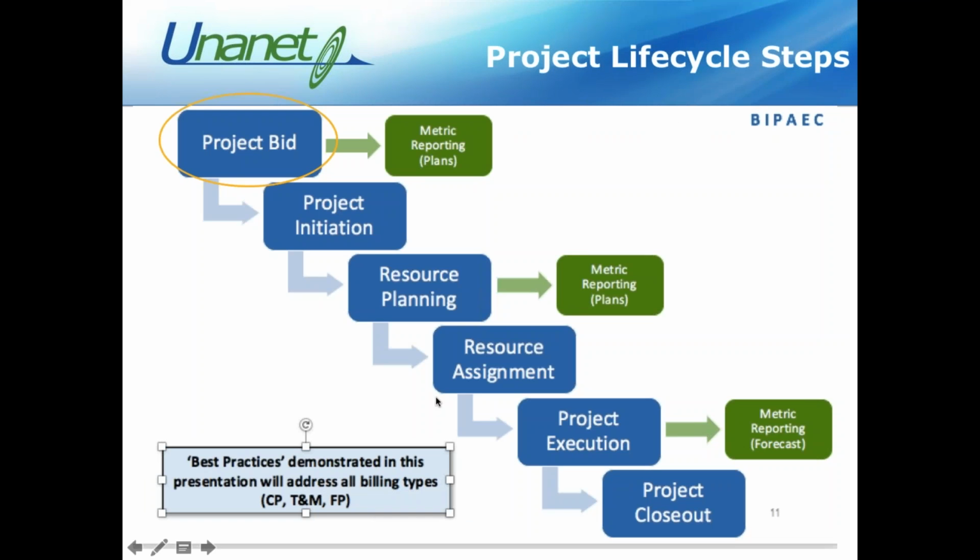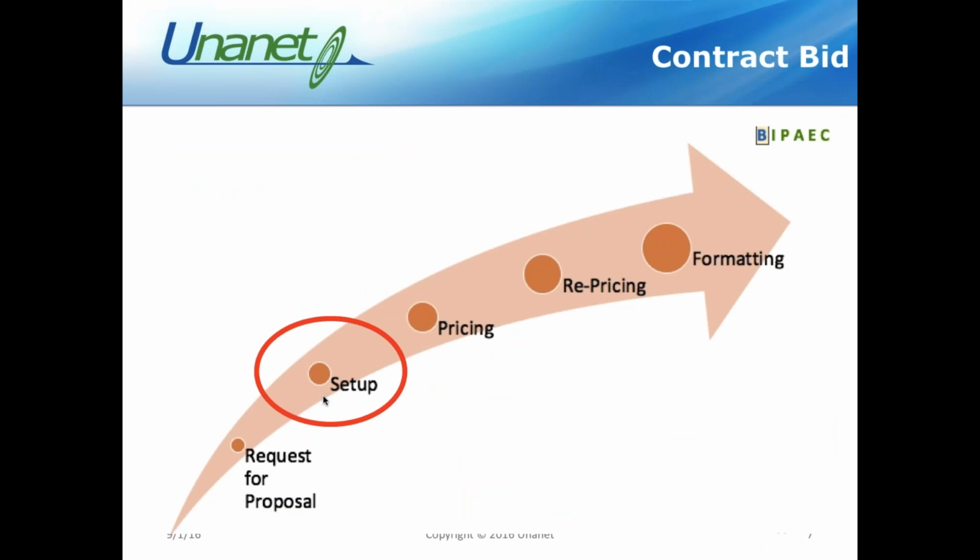All right, so this should look familiar. We've got our first step, the project bid, where we are going to create 3 projects for the bid, and look at planning resources and planning our expenses to see how much we think we can bid and charge the customer to get the job done and make a profit.